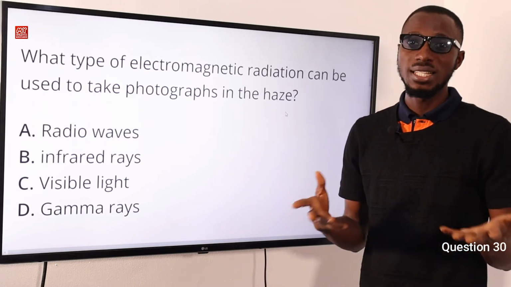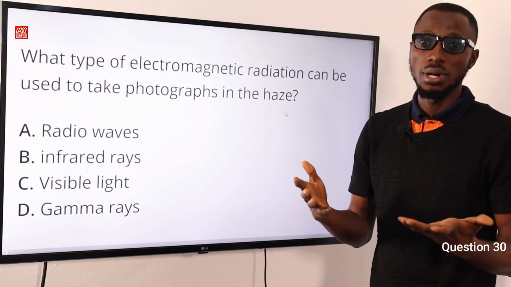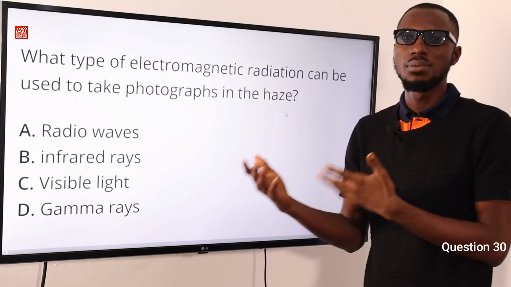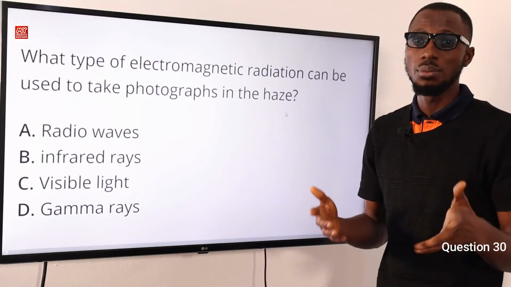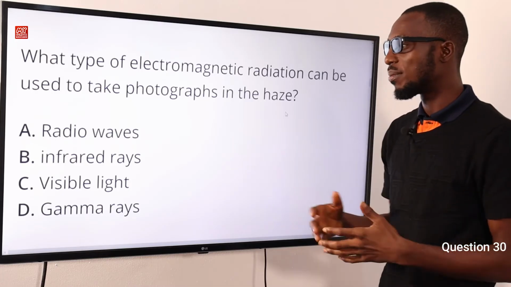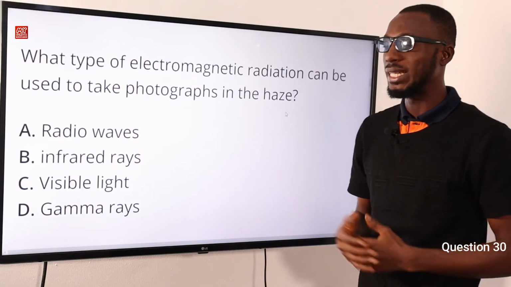Also, it is used in medicine. It can penetrate the skin. We call it infrared photography. It can show you things like the varicose veins or the venous blood, just for you to be able to spot them easily. Also, in dental treatments, you need this kind of photography. So the correct option here is option B for the infrared rays.